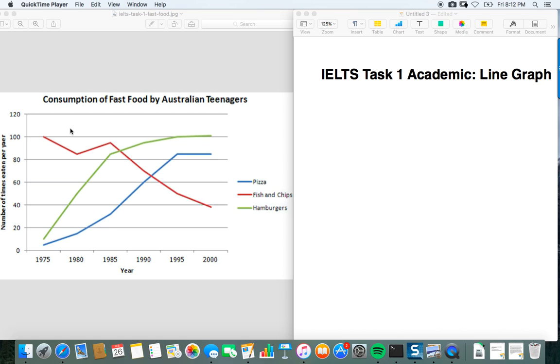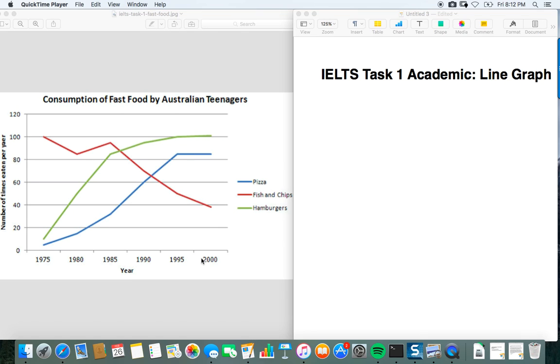All right. Now, what did you find out? So you know what it is. This is consumption of fast food. The fast food in question is pizza, the blue line, fish and chips here, as well as hamburgers. Now, this here says it's the number of times per year, how frequently it's eaten. I would imagine this is in the hundreds of thousands or millions, but that doesn't really matter. Also, you've got the years from 1975 to 2000. This is a pretty common task they ask you to do.